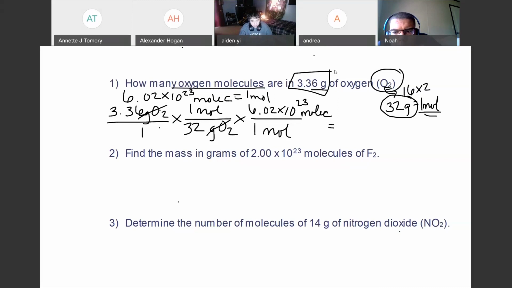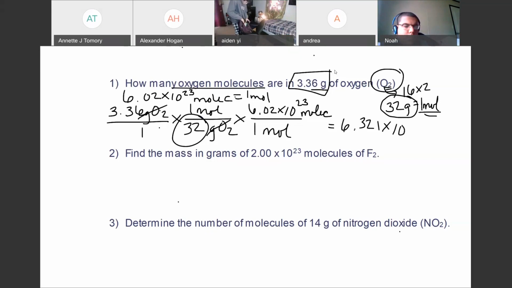So that means that when we put it into the calculator, that's right, Alex, 6.02, it's going to be 3.36. 32 is on the bottom, so we're going to divide by 32. And then we're going to multiply by 6.02 exp 23. So I'll give you guys a second to put that in. 6.321 E 22. Okay, say that. So 6 point what? 321 times 10 to the what? 22nd. That sounds right. Okay.